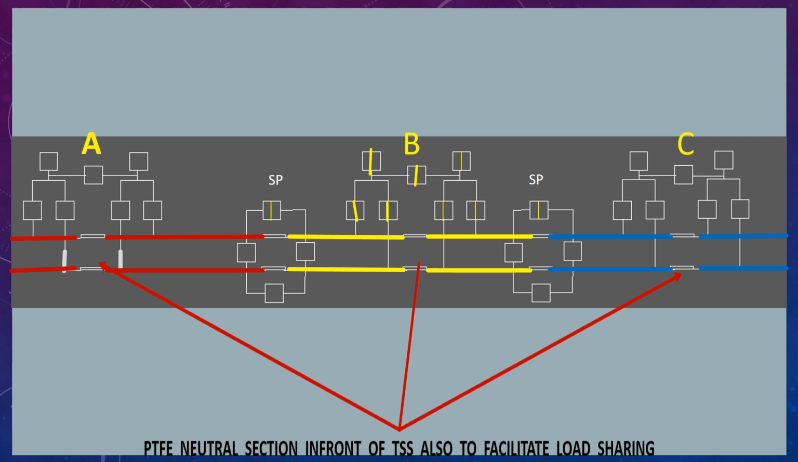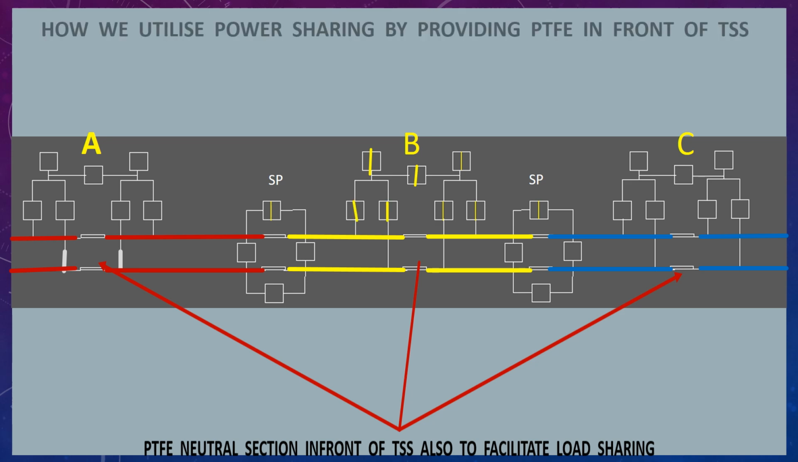Suppose B traction substation is overloaded and MD may overshoot. So due to PTFE in front of the TSS, we can share its load to the adjacent TSS. See how we utilize power sharing by providing PTFE in front of traction substation.